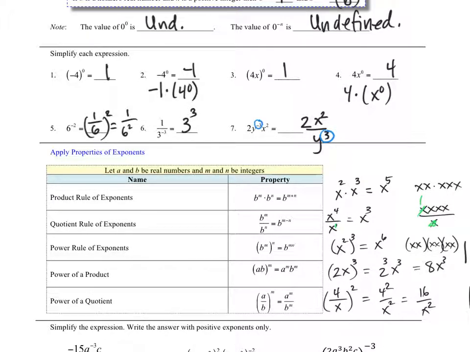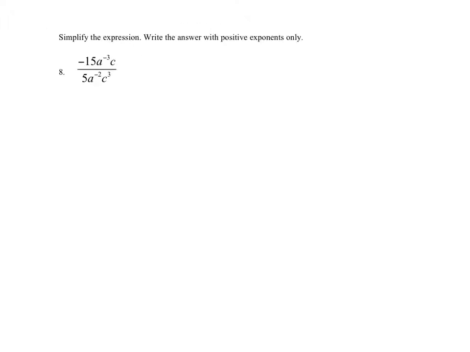All right, so now we're going to do 3 more complicated examples. Okay, here we go. On this one, first I'm going to simplify my numbers a little bit. Any fraction is just a division problem. So negative 15 divided by 5, that is negative 3.